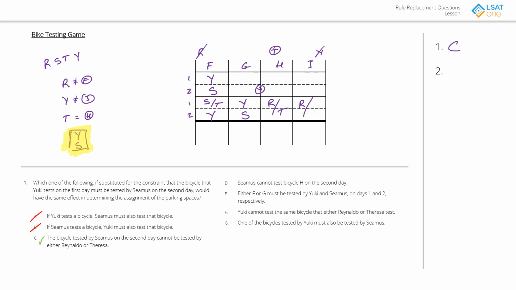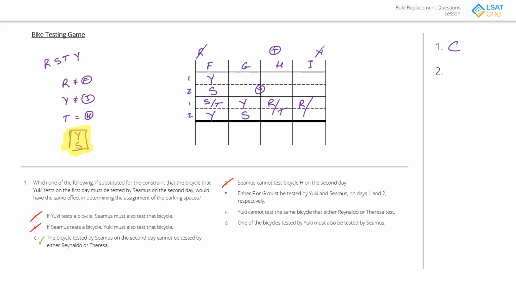Next, answer choice D. S cannot test bike H on the second day. Now, that's technically true. S could not do bike H on the second day because if S did H on the second day, it would force T to go over here, and then Y wouldn't be on day 1 for that. So this had to be true. That's fair, but you'll notice that this doesn't do all that much. The only thing it tells you is that S can't go on H on day 2, but wherever S goes, it wouldn't force Y to go on day 1. This doesn't really do all that much. So answer choice D is out.